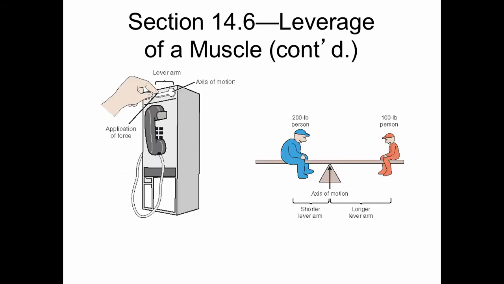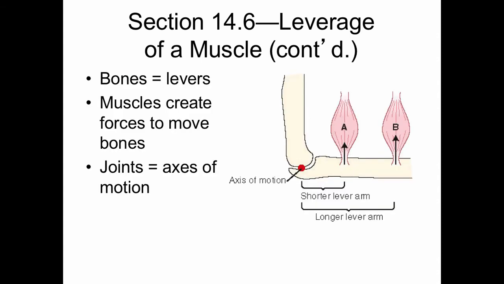The picture on the left of this slide shows a simple lever. In the picture on the right, how are the two people who have such different weights able to balance on the seesaw in the illustration? The answer is leverage. The 100-pound person's weight has the mechanical advantage of the longer lever arm. Bones are levers. Muscles create forces to move bones. Joints are the axis of the motion. Muscle B in this figure has a greater leverage because it's taking the advantage of a longer lever arm.